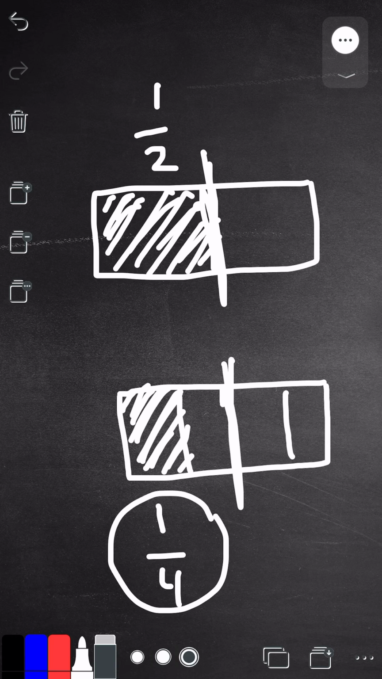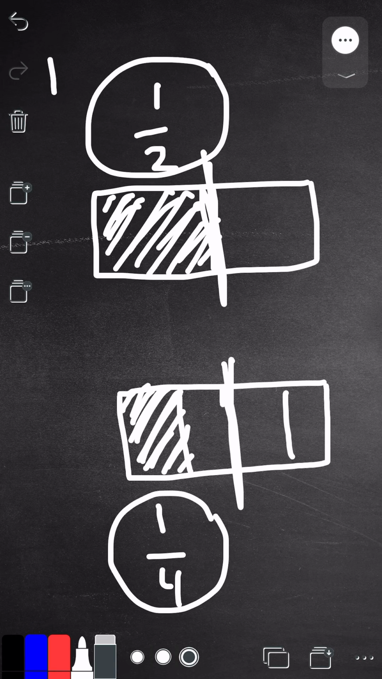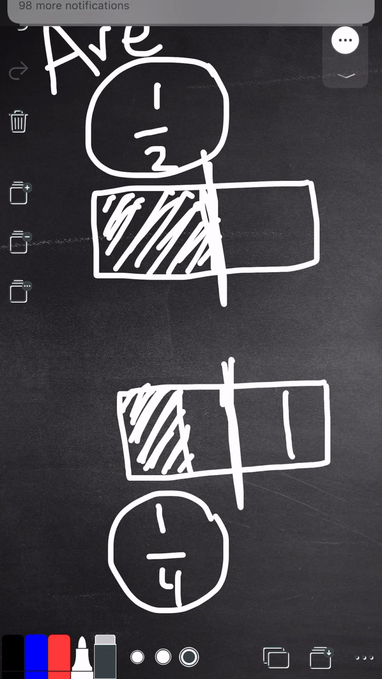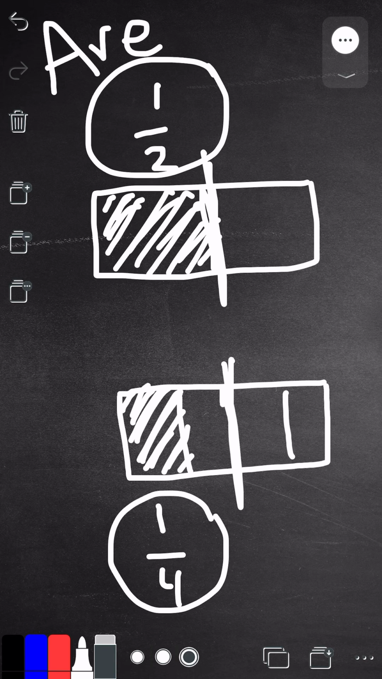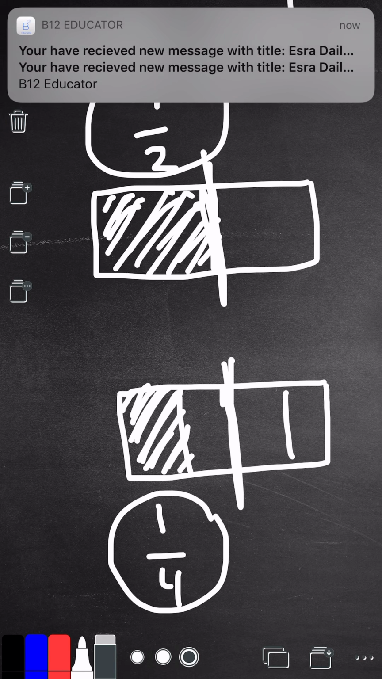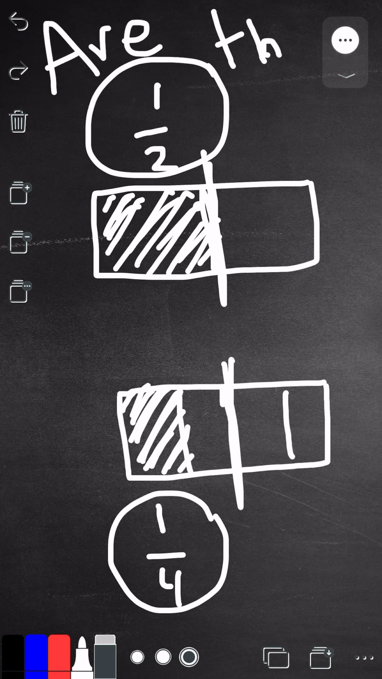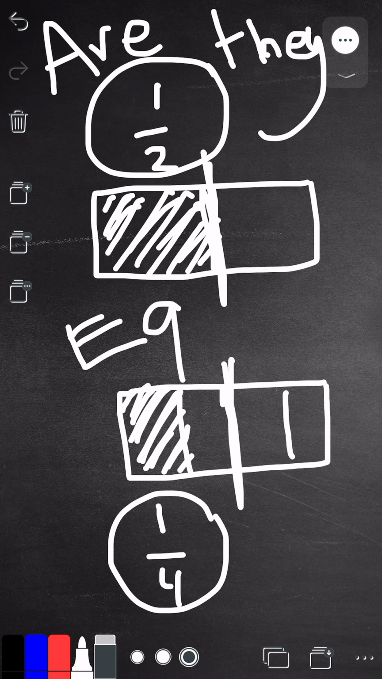Do we say these 2 fractions are equivalent? Are they equivalent? This is my question. If you know the answer, you send me. If yes, they are, send me yes. All right. Are they equivalent?